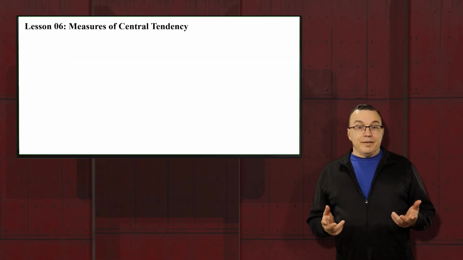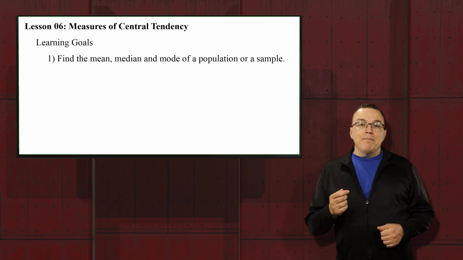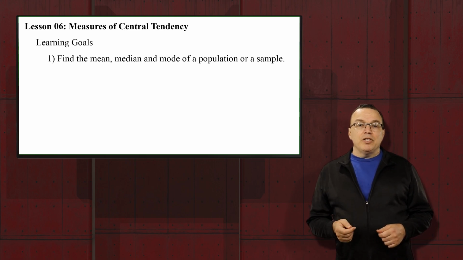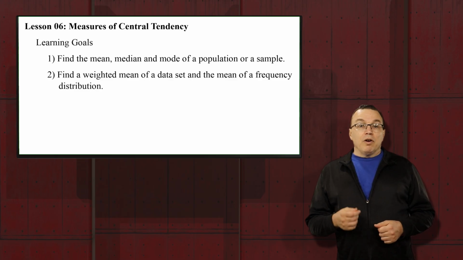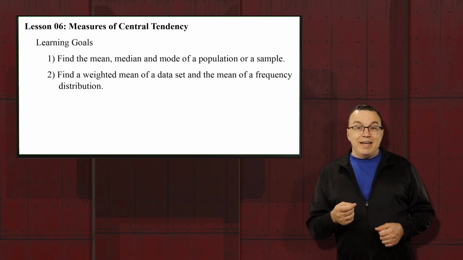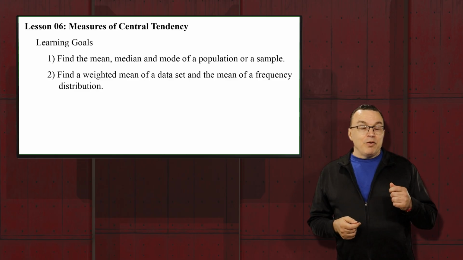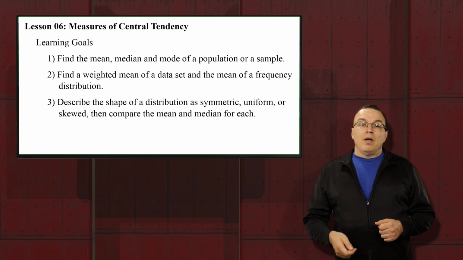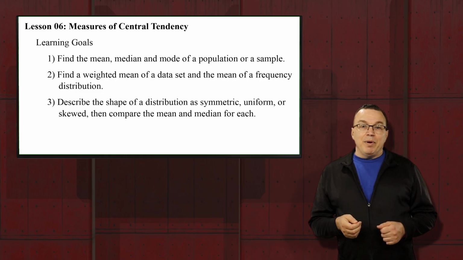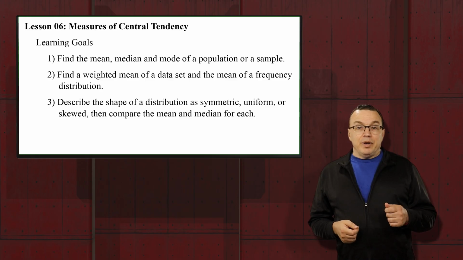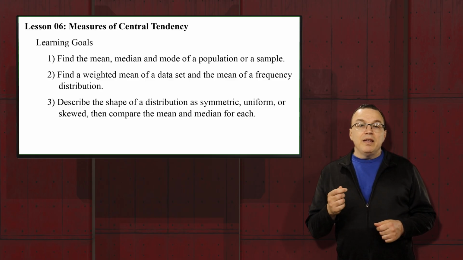Our goals for the day. We're going to find the mean, median, and mode of a population or a sample. We're going to find the weighted mean of a data set and the mean of a frequency distribution. We're going to describe the shape of a distribution as symmetric, uniform, skewed, then compare the mean, median, and mode for each.